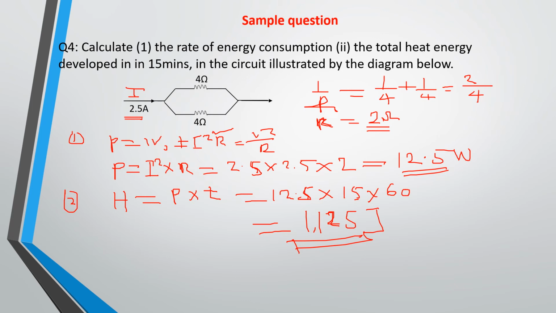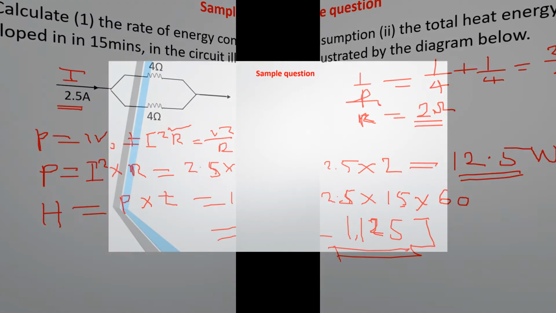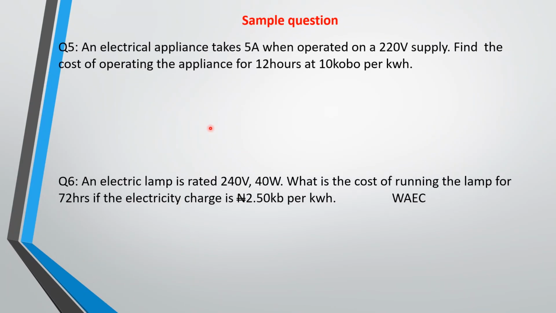Alright, these are other sample questions that I also want to look into. While I'm solving all these problems, I'm trying to make sure that I go around all the topics so that you understand better. Okay, fine. So the first question says, an electric appliance takes 5 amp when operated on a 220 volt supply. Find the cost of operating the appliance for 12 hours at 10 kobo per kilowatt hour.